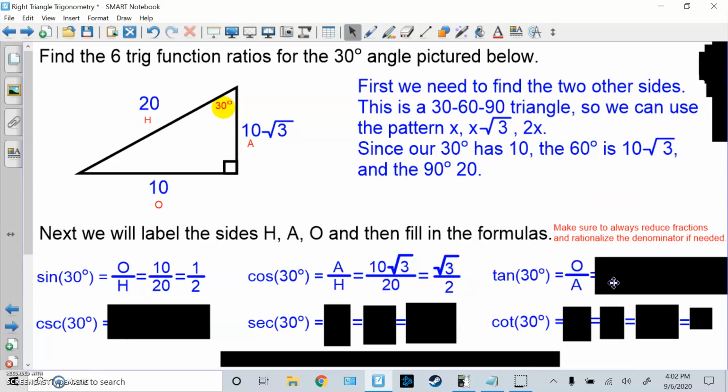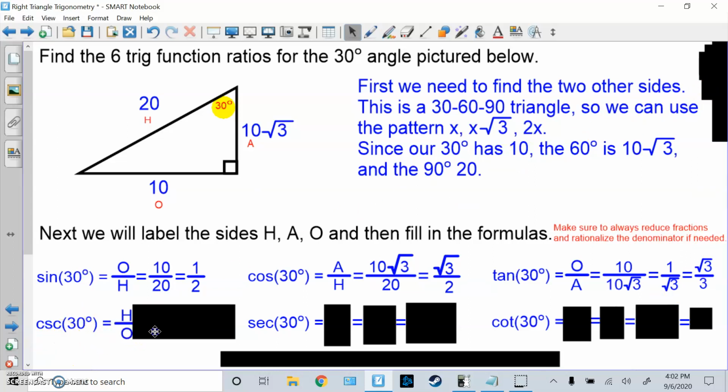Then tangent 30 is O over A. Fill in, that's 10 over 10 root 3. The 10 just cancels to 1, so that's 1 over root 3, but you cannot have a radical on the bottom, so multiply top and bottom by root 3 over root 3. Final answer, root 3 over 3. Cosecant is h over O, so now 20 over 10, which is 2.